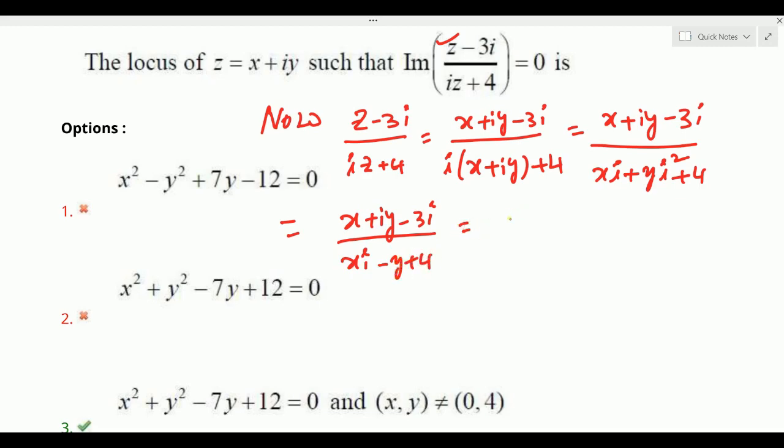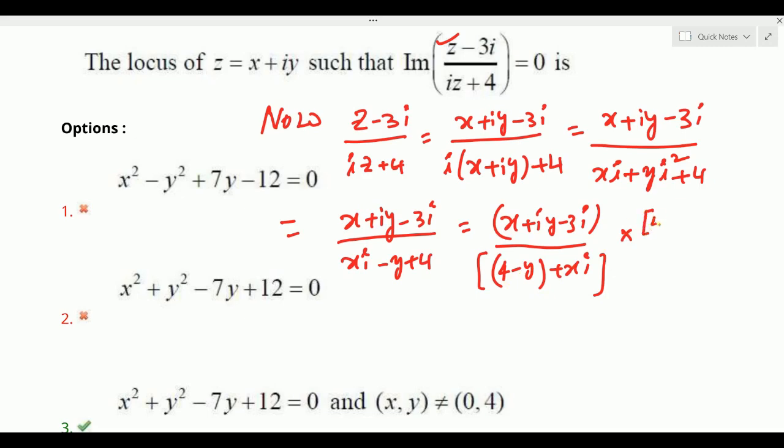So again I am rewriting this as x plus iy minus 3i divided by the real part 4 minus y with the imaginary part plus xi. Now conjugate the denominator. What is a conjugate? A plus ib form becomes a minus ib, and a minus ib form becomes a plus ib. So we divide and multiply with 4 minus y minus xi, the conjugate. Okay?